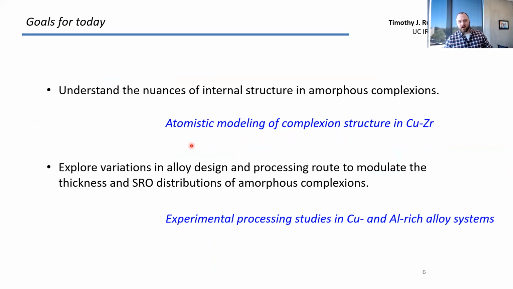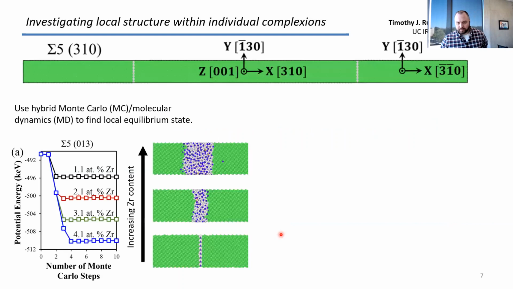And then we're also going to talk about how we can try to vary these descriptors. So how can we modulate the thickness and short range order distribution inside these amorphous complexions? And we're really going to look at some experimental processing studies in both copper rich and aluminum rich alloys. So jumping into that first one, I'm going to show some simulation data.